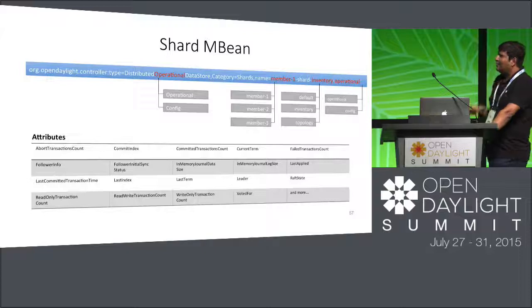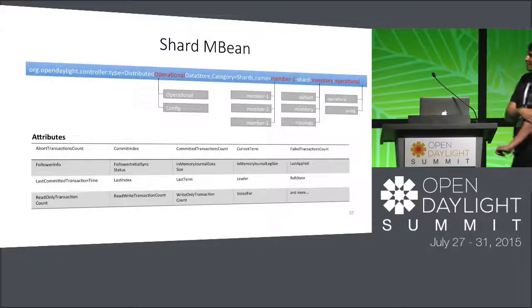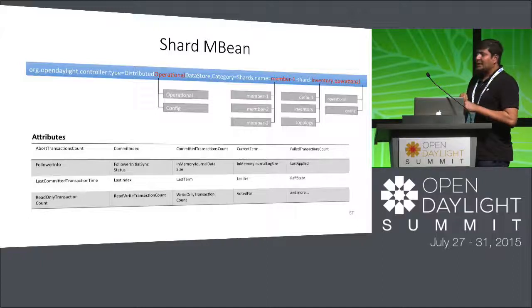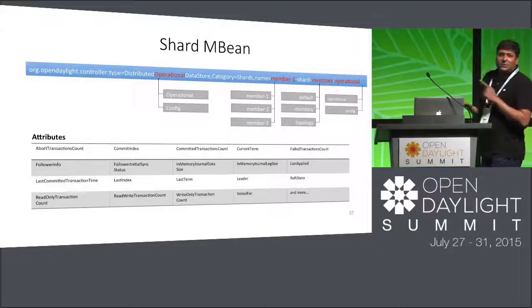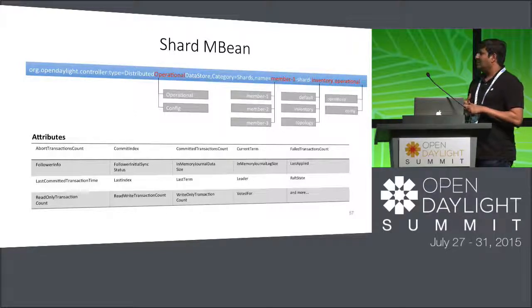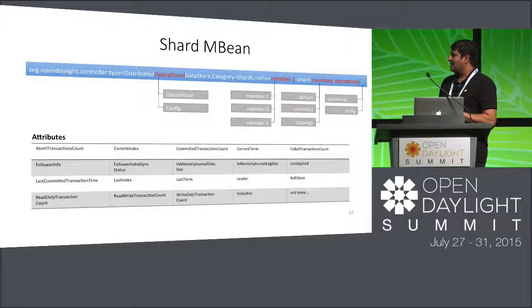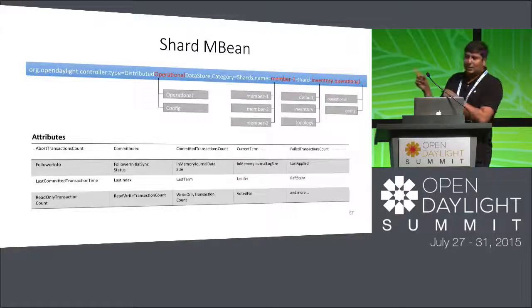There's a ton of information that you can get from here, including things like what is the current commit index, which was the last index applied to the log, who is the leader, what is the Raft state of that particular replica, and so on and so forth. You should try launching one instance of the controller and going to JConsole and checking it out. There's a lot of information there.